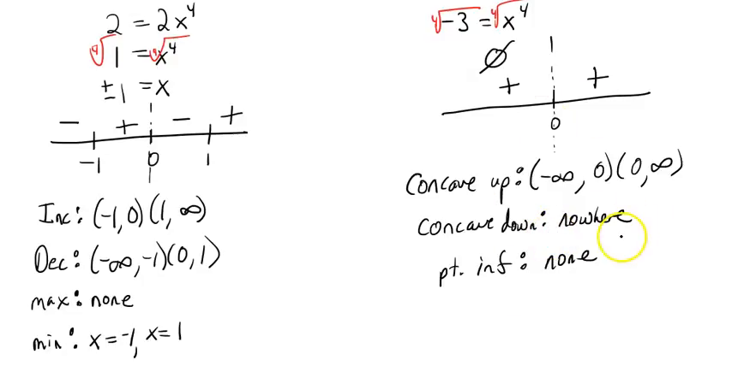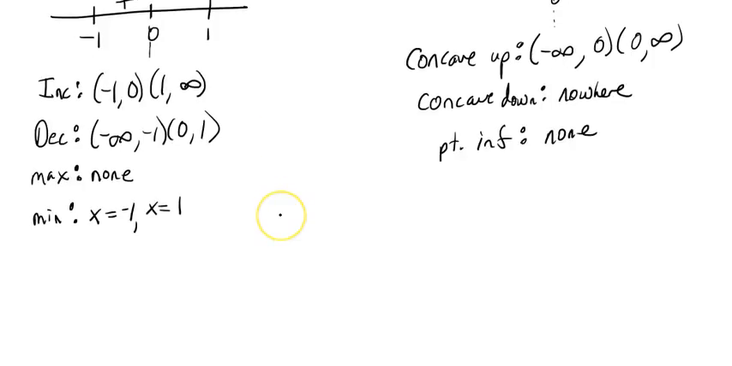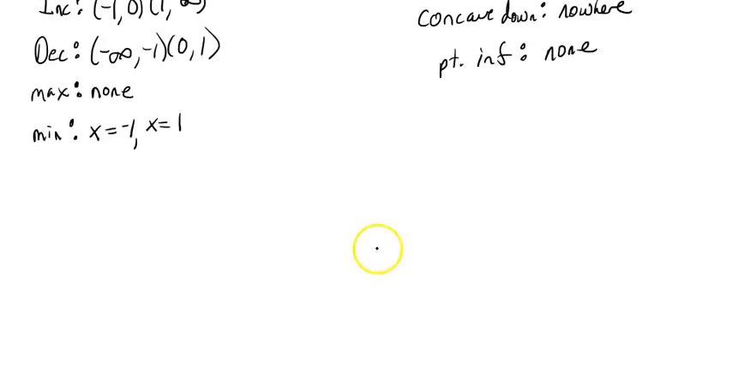So in summary, what we know from our second derivative test is that we're concave up from -infinity to 0 and 0 to infinity. It's not concave down at all, and there is no point of inflection. So that vertical asymptote does not count as a point of inflection. Now, come down, give yourself some room, and attempt to draw this.